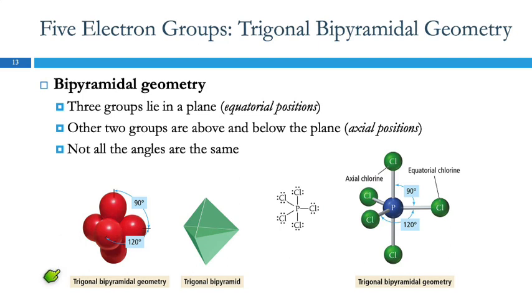This shape is called trigonal bipyramid because it is a triangular pyramid stuck to another triangular pyramid. So we've got a triangular pyramid on top and a triangular pyramid on the bottom. So, trigonal bipyramid. Not all the angles are the same.